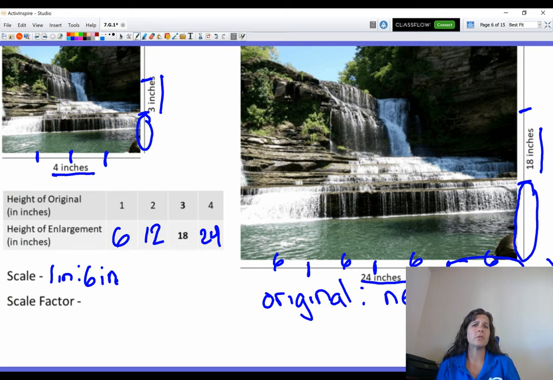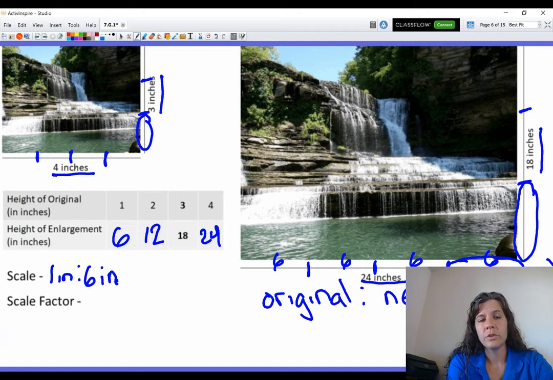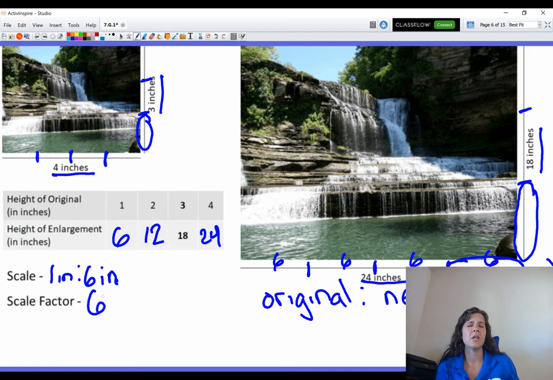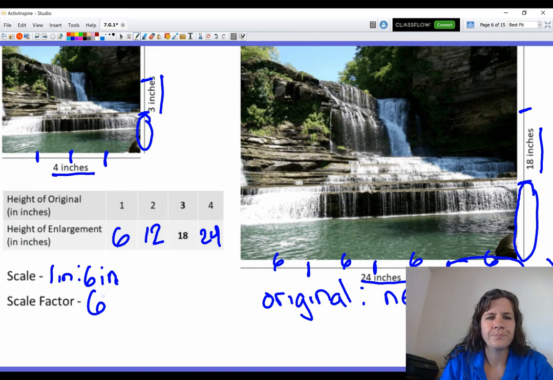The scale factor is just what did we multiply the numbers in the original drawing or the original measurements? What do we multiply those by to get the new ones? Well, to get from 4 to 24 and 3 to 18, we multiplied by 6. Now, a key to scale factor is you always have to be in the same units. So if you were in inches for one and centimeters for the other, it wouldn't work. They have to be the same units.